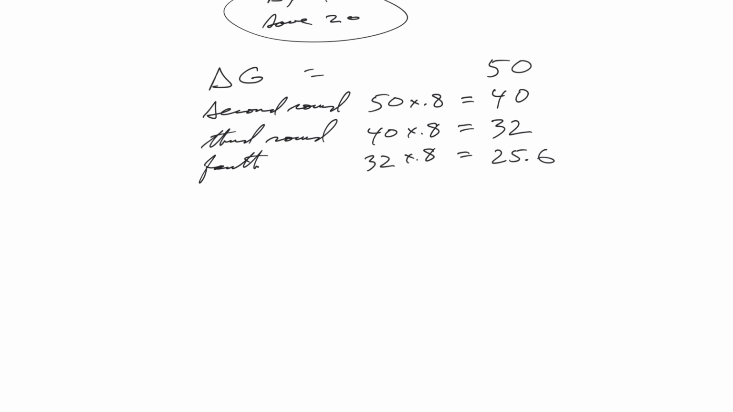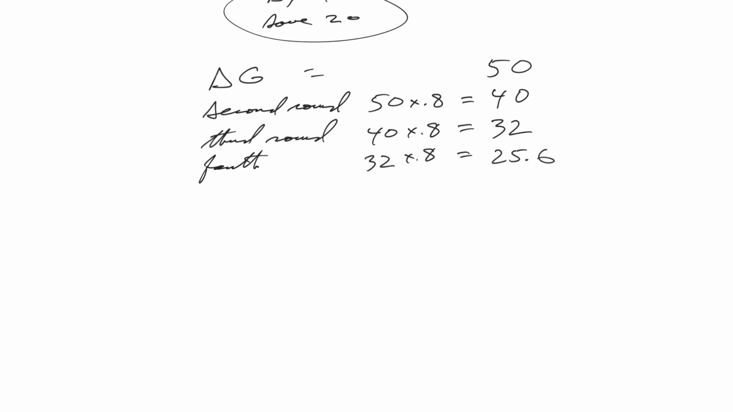So what we've got, and we can just keep on going. So we got the 50, the first round, 40, second, 32, and we just keep adding and adding. We could go 4th, 5th, 6th, 7th, 8th, 9th, 10th, 11th, 12th, round after round after round.